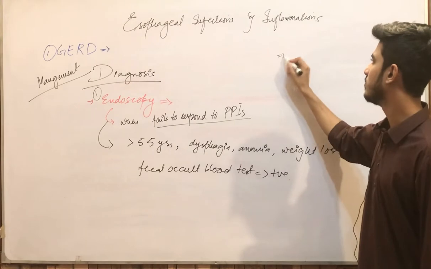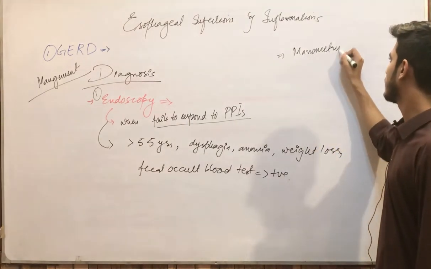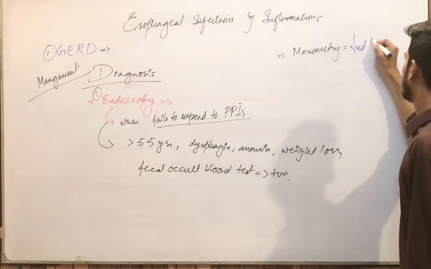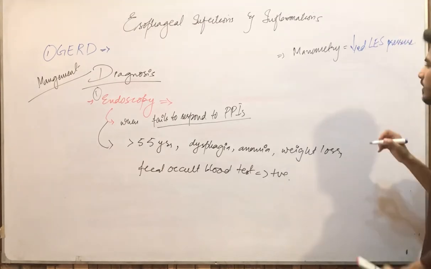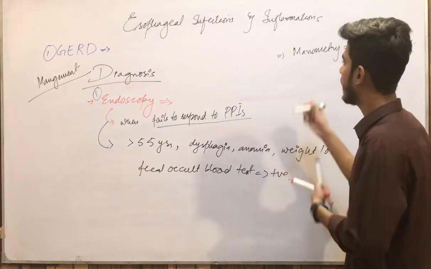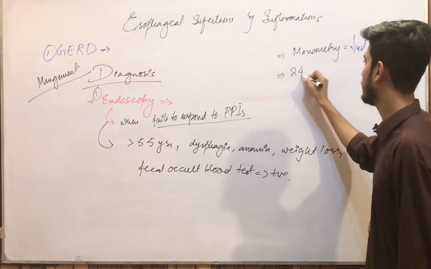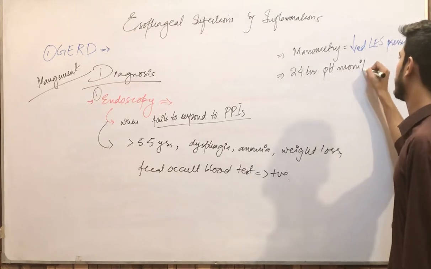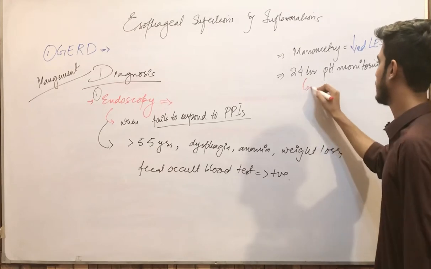So now what you will do, you have another option, that is the manometry. In manometry there is decreased lower esophageal sphincter pressure. Clear? Then the most accurate investigation is the 24-hour pH monitoring of the patient. This is the most accurate investigation. Remember this thing.